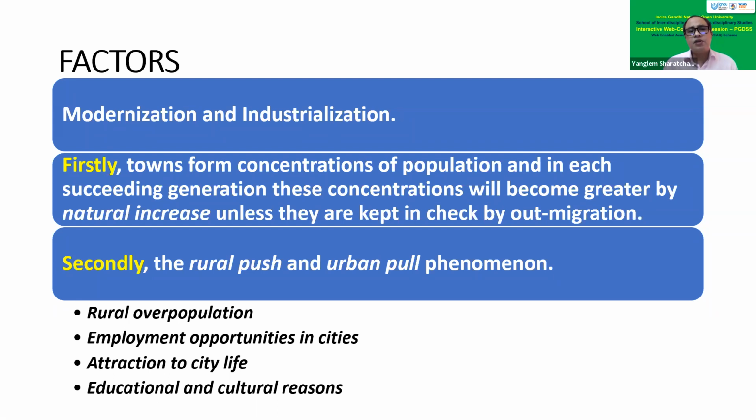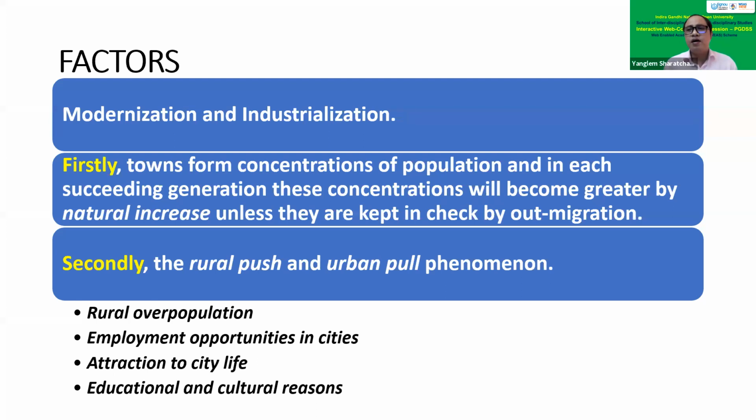Secondly, urbanization happens because of rural push and urban pull. When we talk about rural push, it is about rural overpopulation. In a rural area, as compared to areas which are better, there you will see some livelihood opportunities. And if you look at rural areas, there are limited livelihood opportunities.